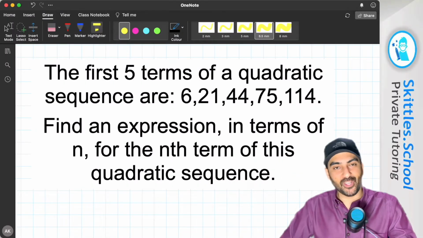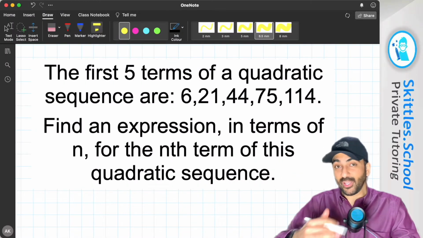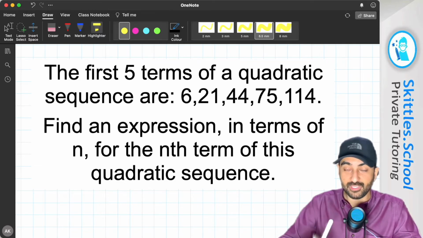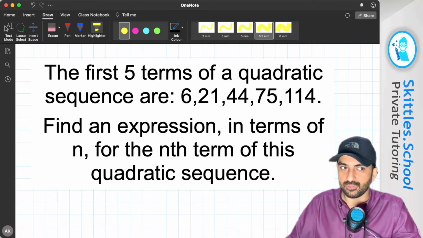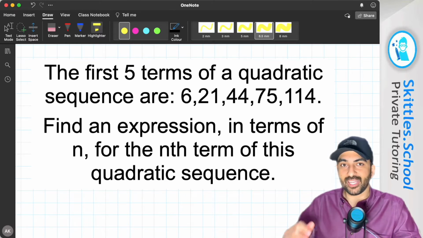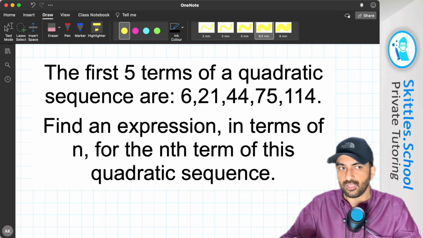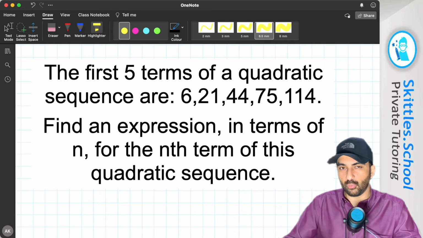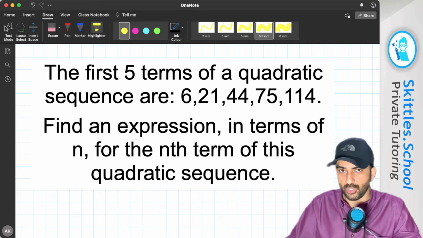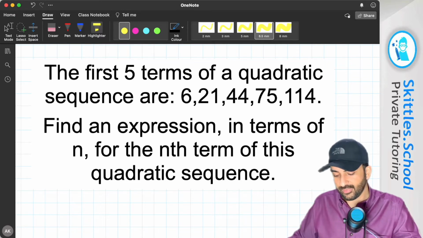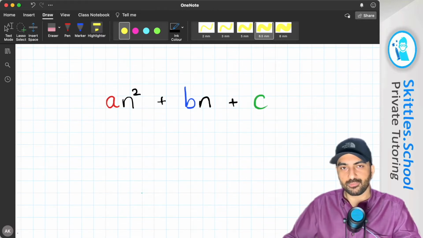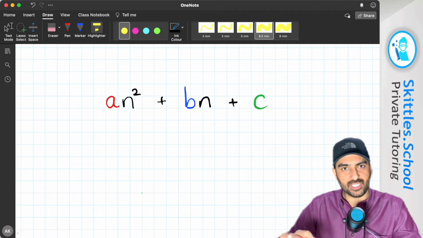So here's the question on my virtual whiteboard. The question states the first 5 terms of a quadratic sequence are 6, 21, 44, 75 and 114. And we need to find an expression in terms of n for the nth term of this quadratic sequence. So we're going to start with the general form for the expression of a quadratic sequence. And it looks something like this. a n squared plus b n plus c.